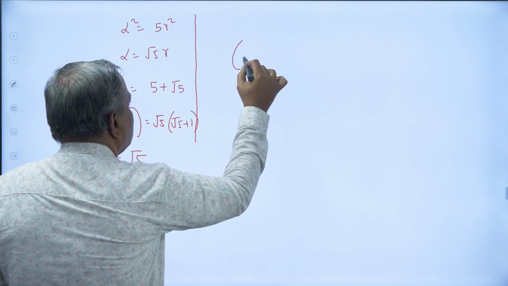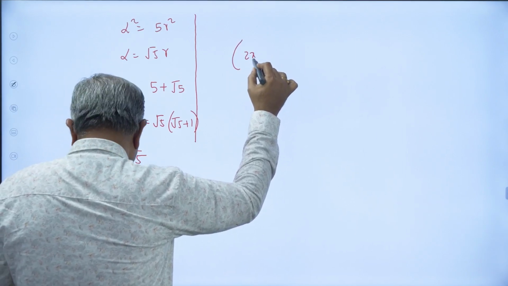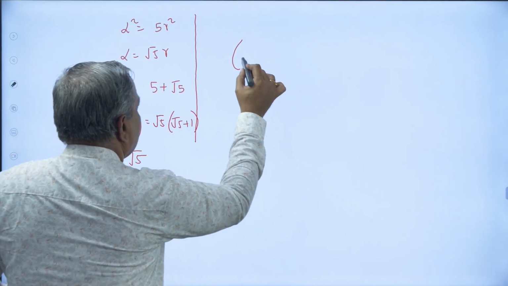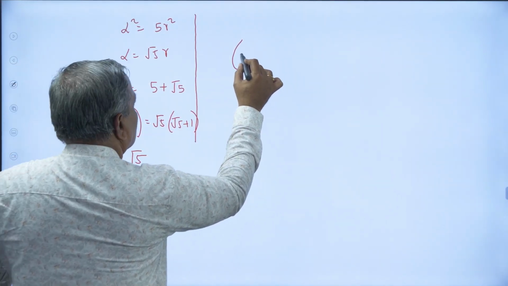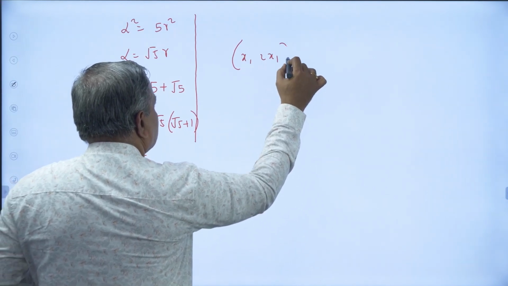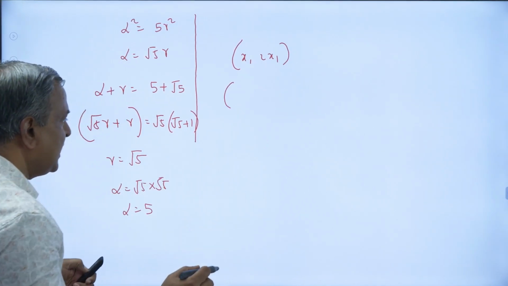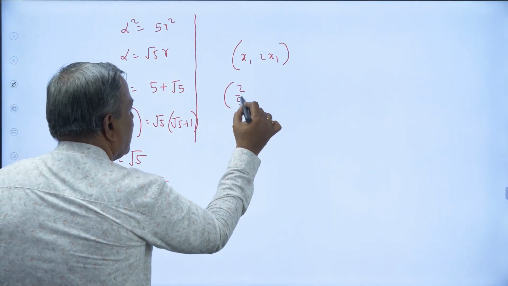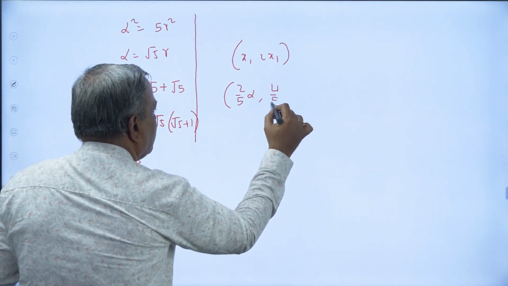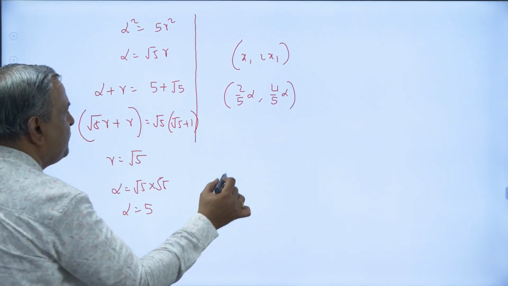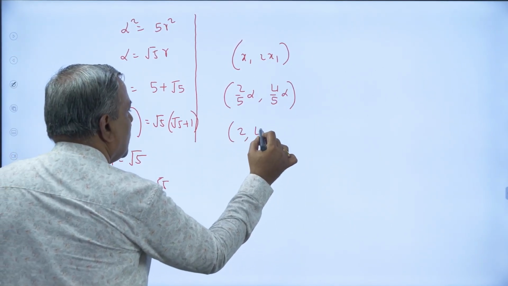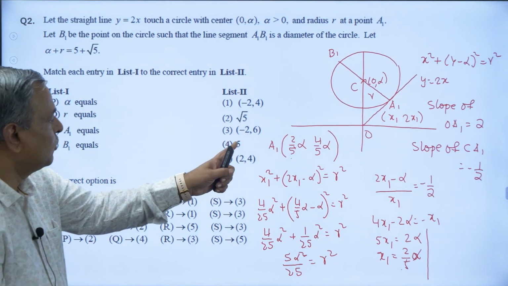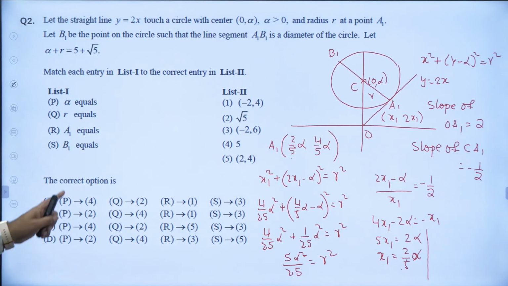So what are the coordinates now? The coordinates are x1 comma 2x1. What was x1? x1 was 2 by 5 alpha. So 2 by 5 alpha comma 4 by 5 alpha, but what is alpha? 5. The coordinates will be 2 comma 4. So we got 2 comma 4, fifth option. Right? A1 we got it.